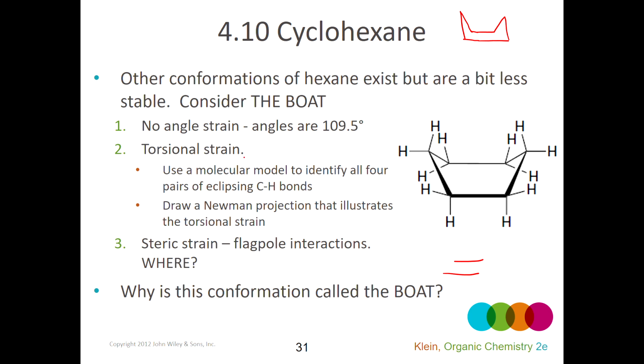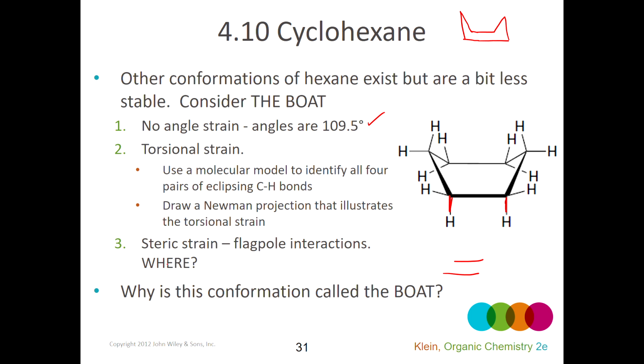has some torsional strain. So the angles are still 109, and that's an advantage of the boat. It doesn't have any angle strain, but there is torsional strain. If you look at the model, you can see that some of these hydrogens are eclipsing one another, which we did not have in the chair.